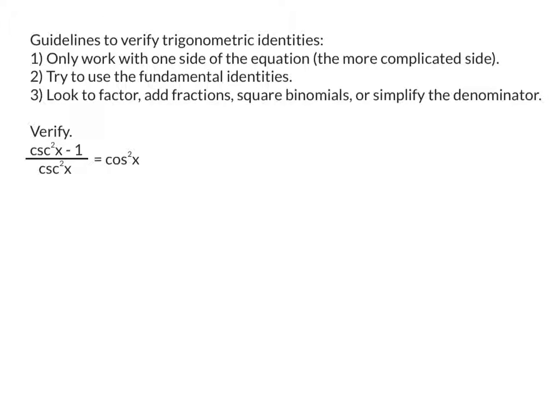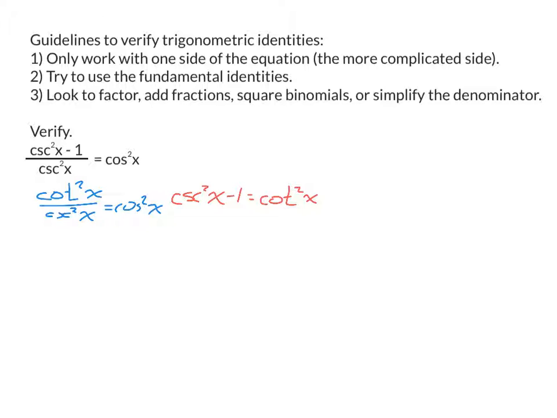Now there are a couple different ways to go about this, so let me do one with you and then I'll do another. First thing I want to notice, cosecant squared of x minus 1 is the same as cotangent squared of x. So I'm going to replace cosecant squared of x minus 1 with cotangent squared of x. So we get cotangent squared of x over cosecant squared of x, and we're trying to show that that's the same as cosine squared of x.